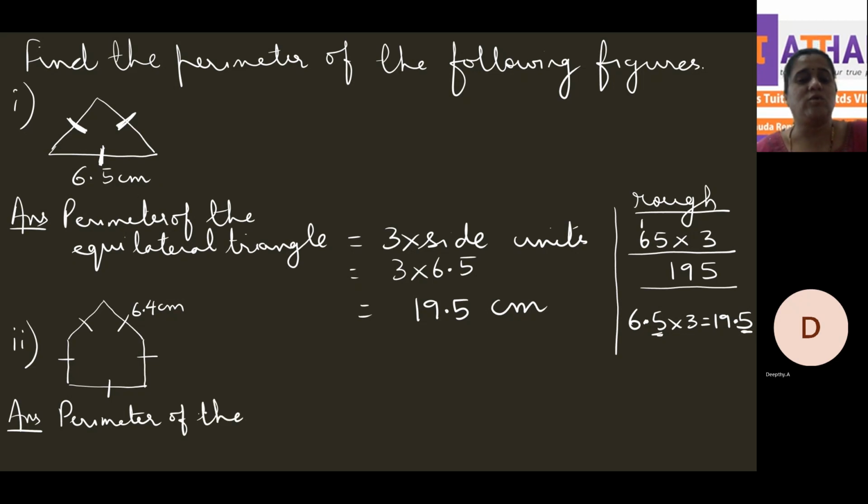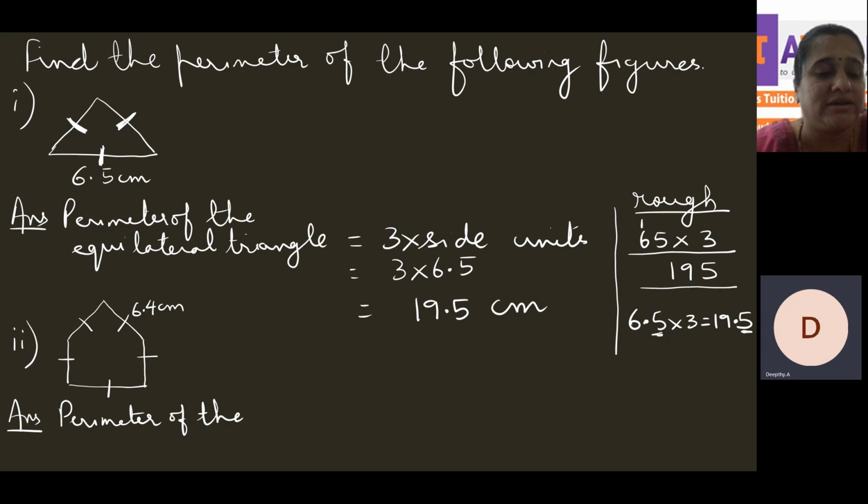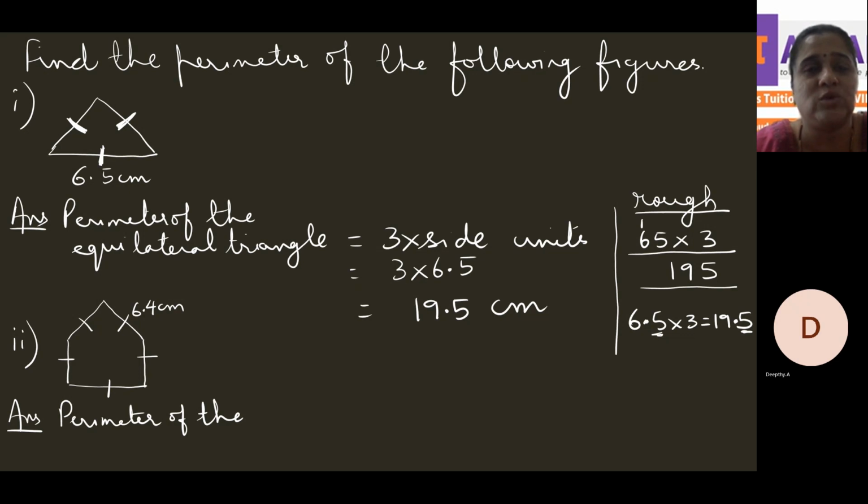Now, what do you call a five-sided polygon? Can you see the figure in 2 has 5 sides? Yes, ma'am. What do you call this figure? A polygon with 4 sides is called a quadrilateral. A polygon with 3 sides is called a triangle. What do you call a polygon with 5 sides?